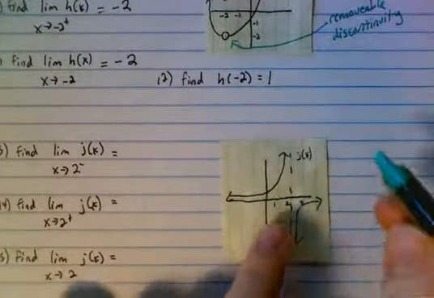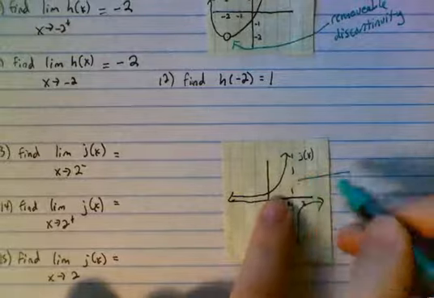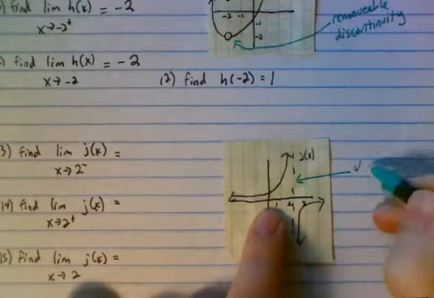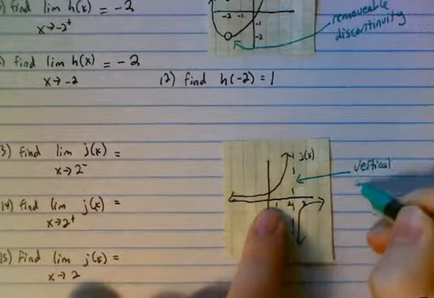For this next graph we have a different feature. This right here is called a vertical asymptote.